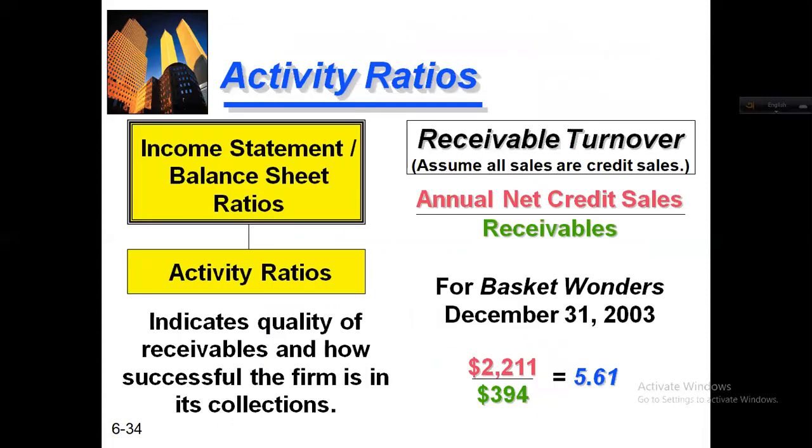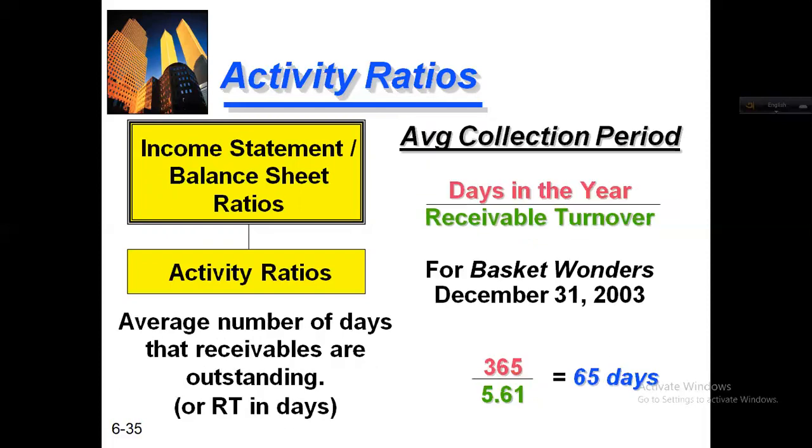So in activity ratios, the first ratio is receivables turnover. Receivables turnover is annual net credit sales divided by receivables, and we get 5.61. That measures how many times in a year we collect from our debtors. That indicates the quality of receivables and how successful the firm is in collections. That means our firm collects from receivables 5.61 times.